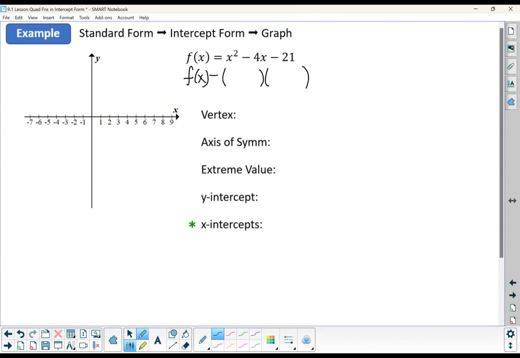And so we get f of x equals, our leading term is x squared, so we'll throw those x's in there. Our ending number, our constant, is -21. So let's see, we're going to use 7 and 3. With a middle term of -4, we want the 7 negative and the 3 positive. So that intercept form tells us our x-intercepts are at -3 and +7.